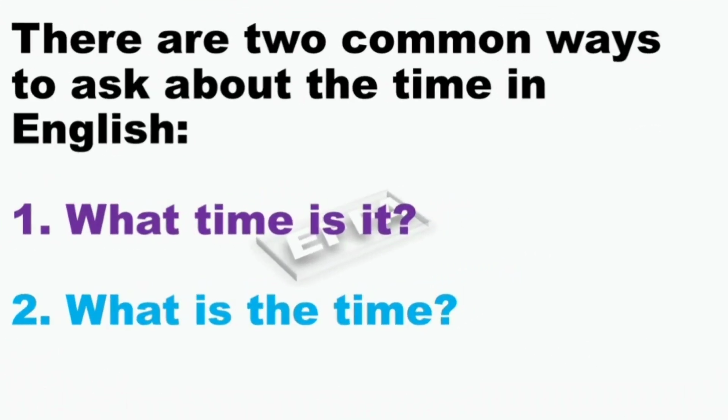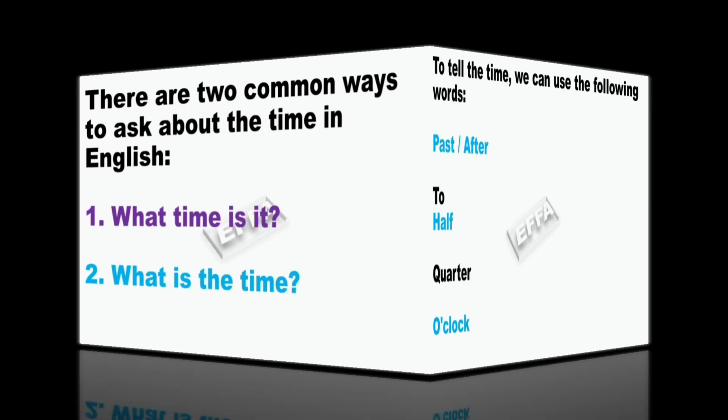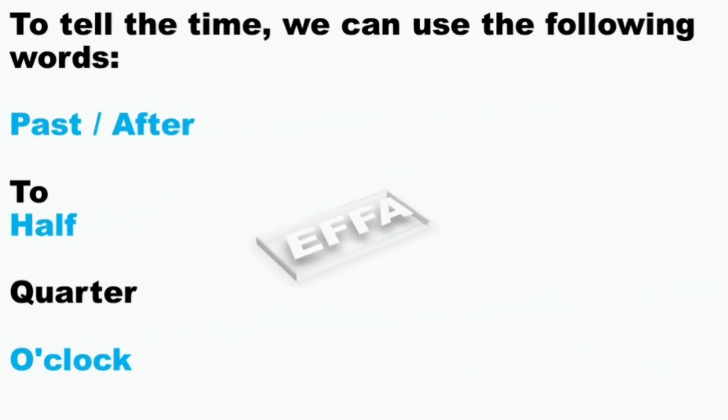Alright, dear friends, there are two common ways to ask about the time in English. The first one is, what time is it? The second one is, what is the time? Dear students, these two questions mean the same thing, and you can use either of them to ask about the time. Great! Now that we have learned how to ask about the time, let's learn how to answer these questions.